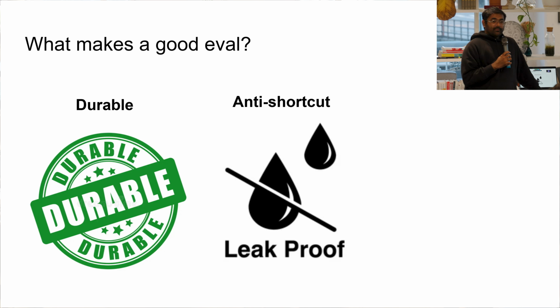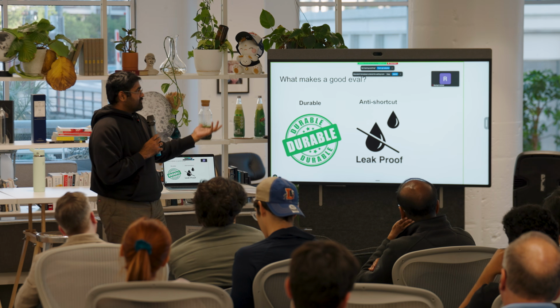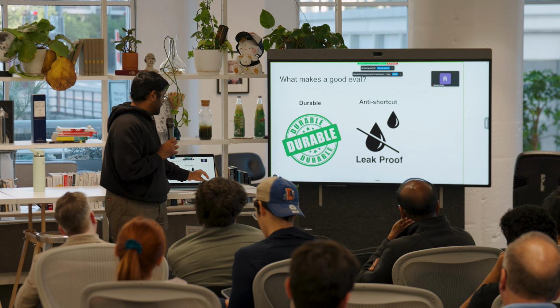The eval must also be anti-shortcut, or leak-proof. It really should not disclose the answer, whatever we're trying to test. Essentially, for example, if you're trying to test an agent's ability to do cell typing, you shouldn't have a column called cell type annotation in your data set, right? That defeats the purpose, because the model can just cheat. Or sometimes you can also be too procedural and describe the entire method, allowing no room for improvement or no room for reasoning for the model. So this is what we refer to as anti-shortcut, which is the second key design principle.